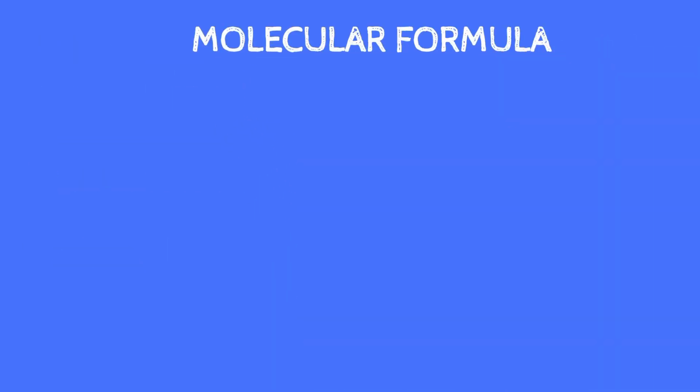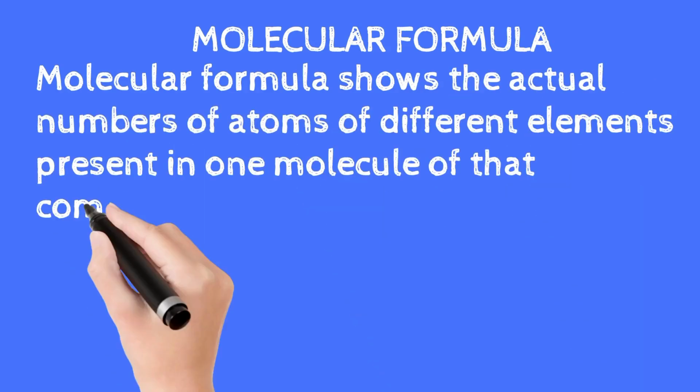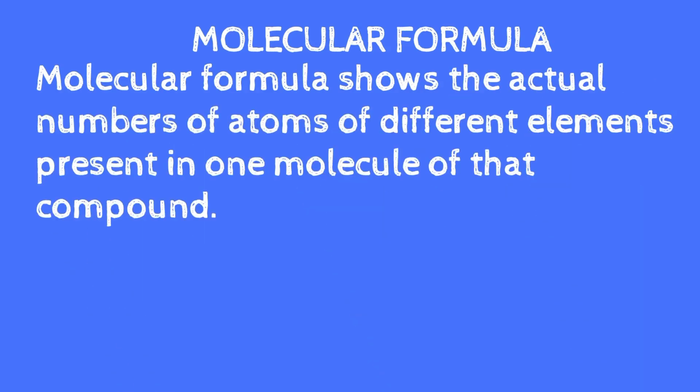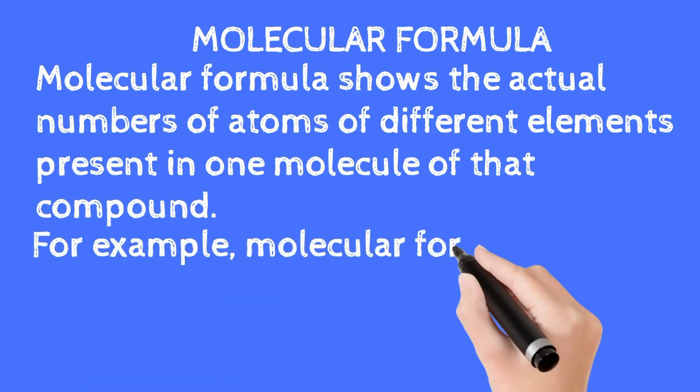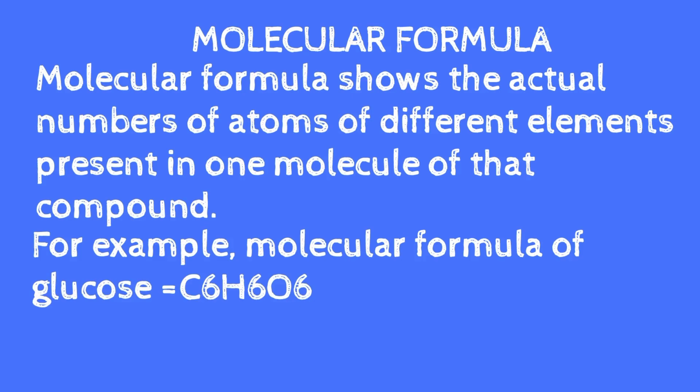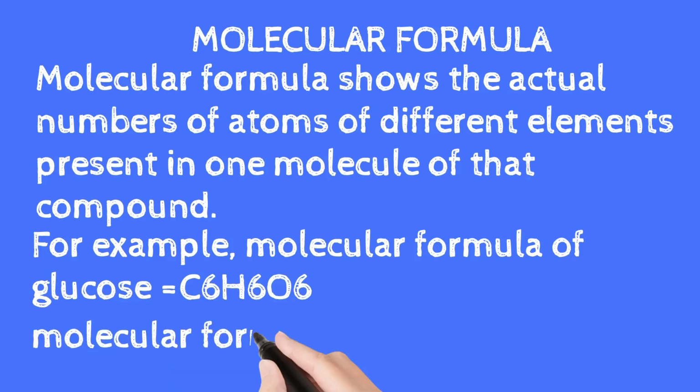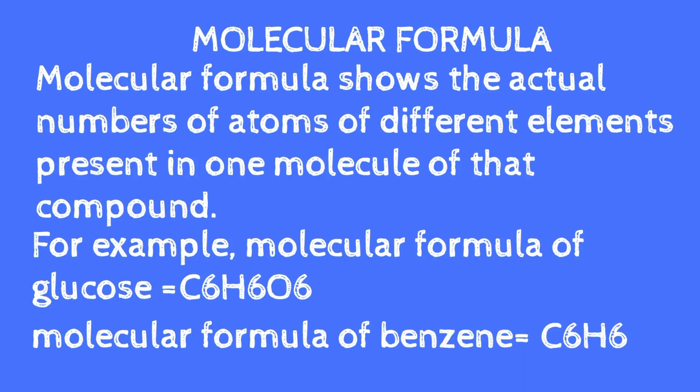Molecular formula. Molecular formula shows the actual numbers of atoms of different elements present in one molecule of that compound. For example, the molecular formula of glucose is C6H12O6. The molecular formula of benzene is C6H6. Molecular formula is derived from empirical formula by a specific relationship.